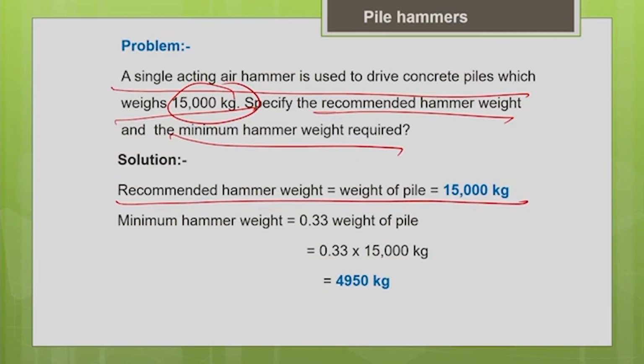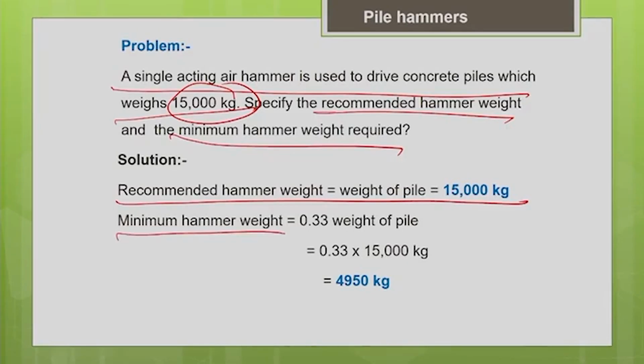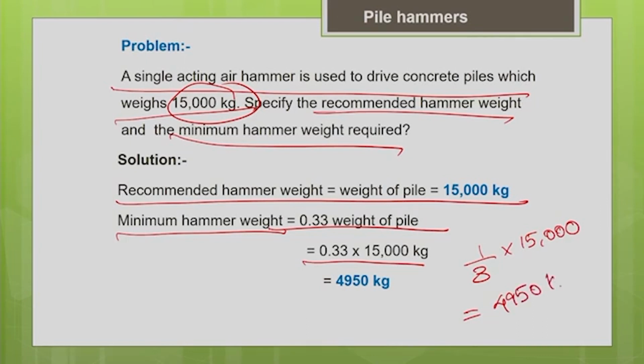In case such a heavy 15,000 kg hammer is not available in the market, the minimum requirement is it should never go below 1/3 of the weight of your pile. That means the minimum hammer weight needed is 0.33 into the weight of the pile, 0.33 into 15,000 kg. 1/3 into 15,000 kg gives you 4,950 kg. At least we should never go below this. So this is the minimum requirement needed, you cannot go below this. So this is a basic guideline that we should keep in mind.